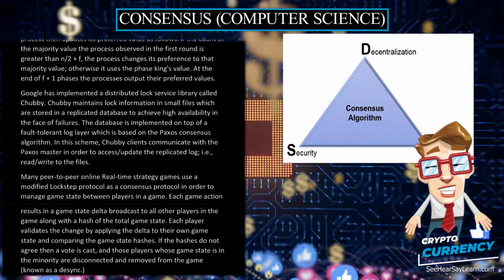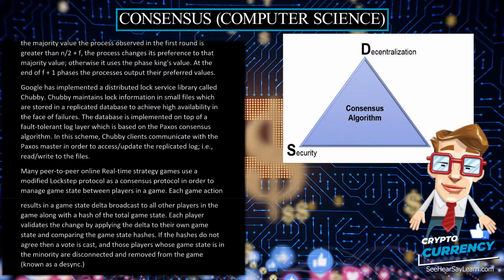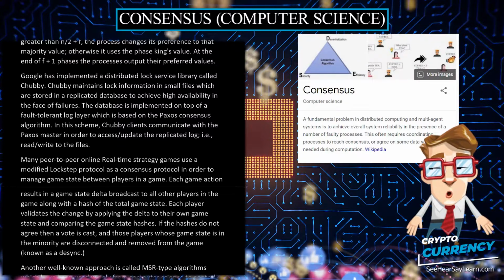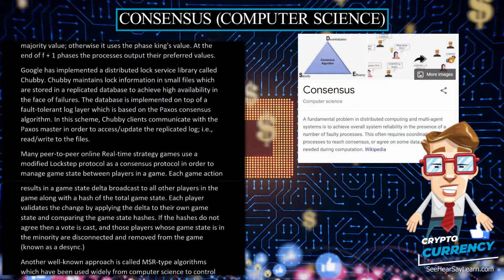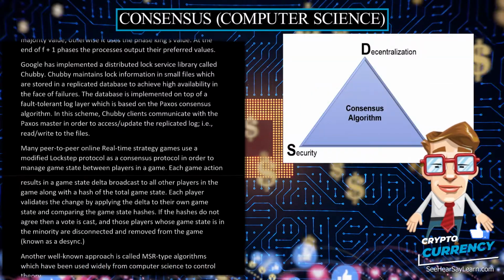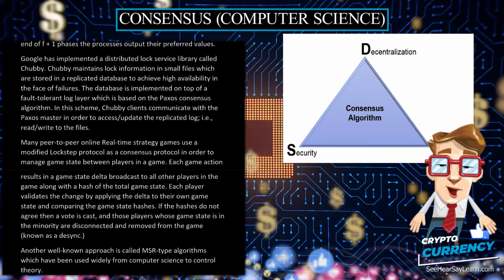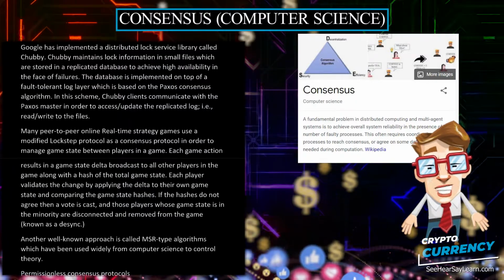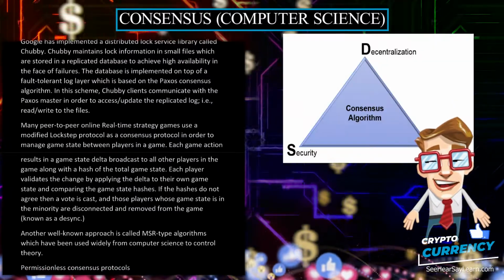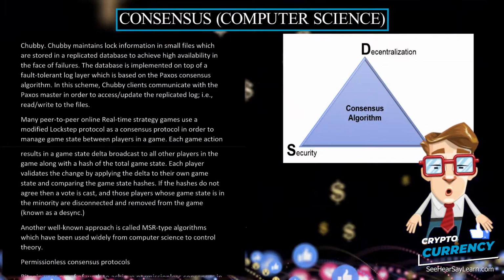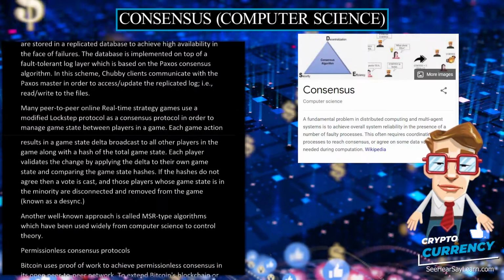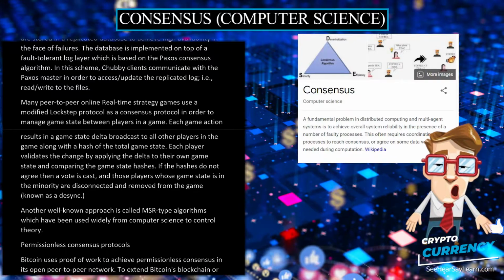Many peer-to-peer online real-time strategy games use a modified lockstep protocol as a consensus protocol in order to manage game state between players in a game. Each game action results in a game state delta broadcast to all other players in the game along with a hash of the total game state. Each player validates the change by applying the delta to their own game state and comparing the game state hashes. If the hashes do not agree, then a vote is cast, and those players whose game state is in the minority are disconnected and removed from the game, known as a desync.